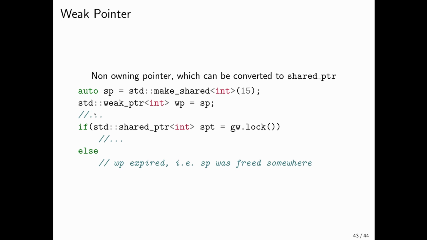But anyway, somewhere else in your code, when you want to use this weak pointer, you're using the lock function, which checks whether the shared pointer that was used to construct this weak pointer still exists. The resource count is still greater than 0. And if it does exist, it creates a shared pointer for you, which you can then use. If it doesn't exist, then your weak pointer expired because the shared pointer was freed somewhere else.